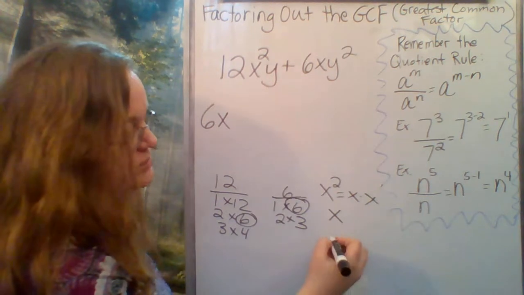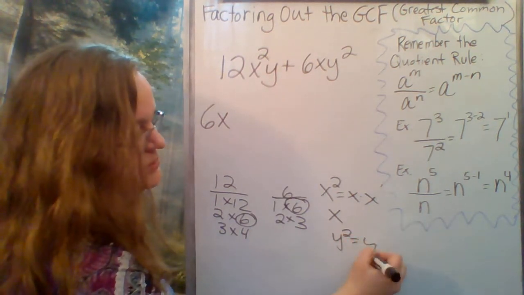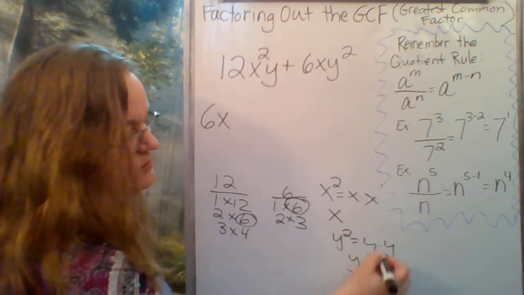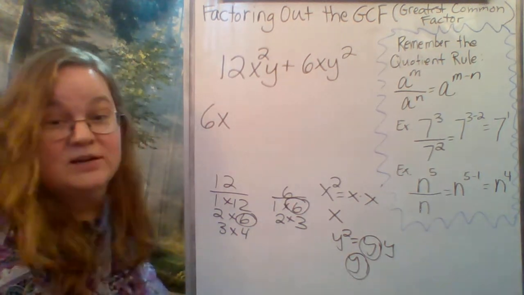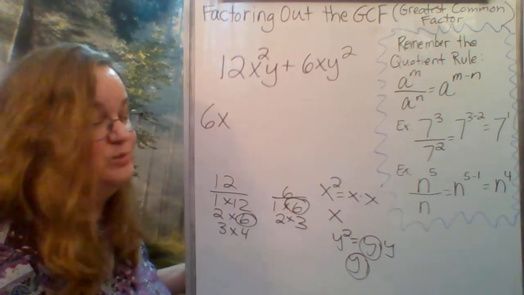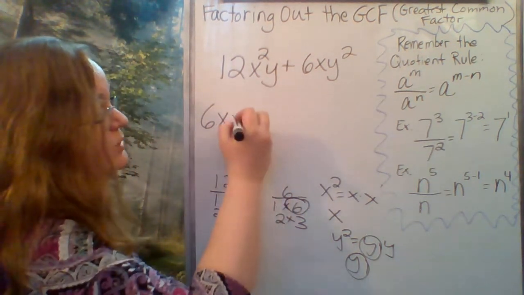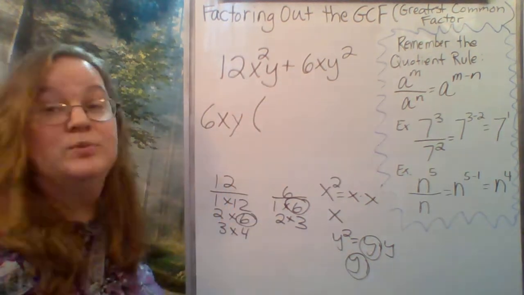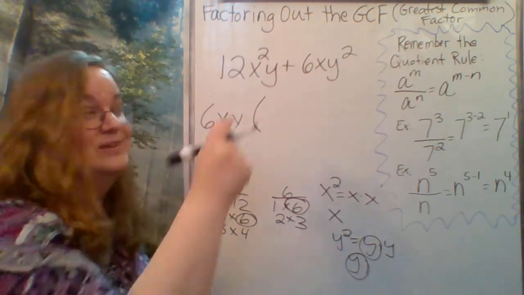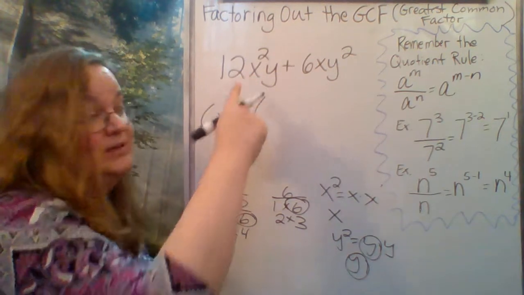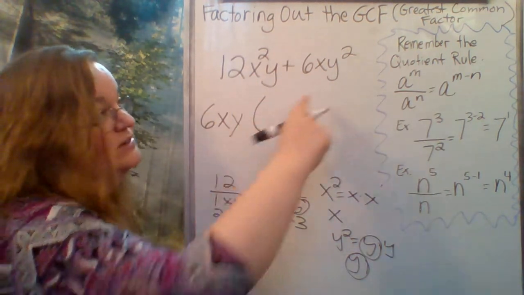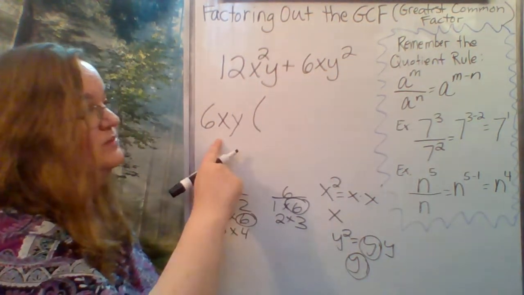Between Y squared and Y, well, again, Y squared is Y times Y, and then I have Y all by itself, so the greatest common factor between Y squared and Y is Y. And so I can remove that, and then I just need to take this term and divide it by what I'm factoring out, and take this term and divide it by what I'm factoring out.